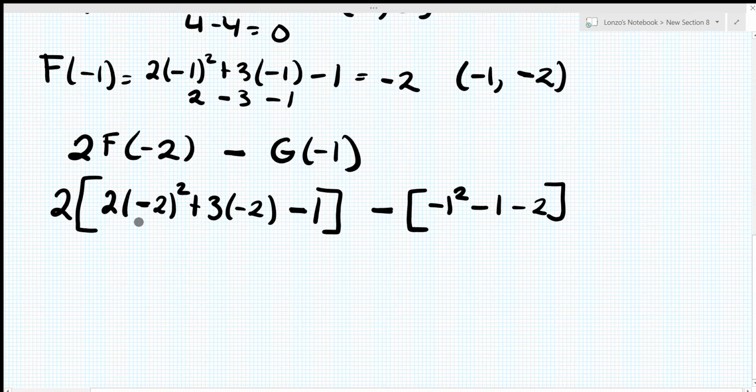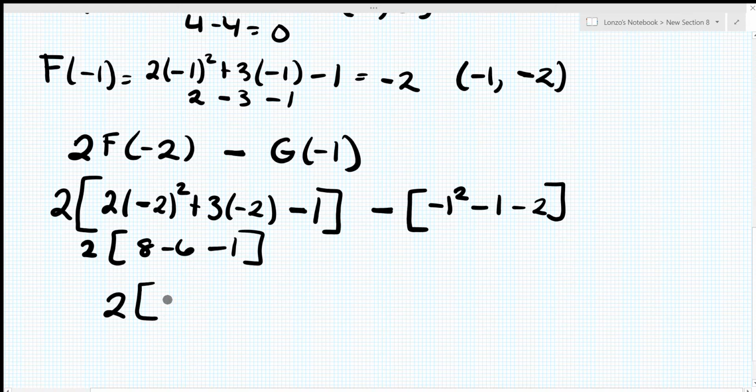Okay, so let's focus here. -2 squared times 2 plus 3 times -2 minus 1, you are going to get 8 minus 6 minus 1. And then that simplifies to just 1, right? Minus, and then let's focus here. -1 squared is +1, minus 1, minus 2, and that should give us 1 minus 3, that's like saying 1 minus -3, which is -2, right?